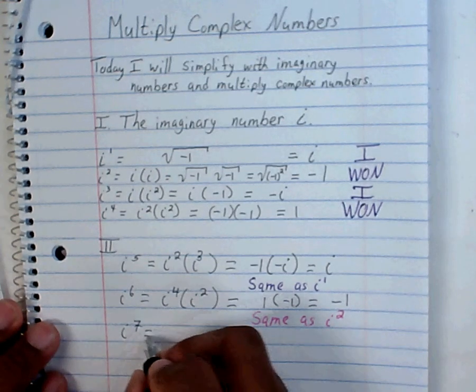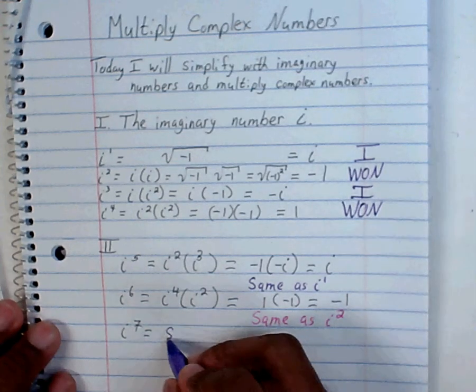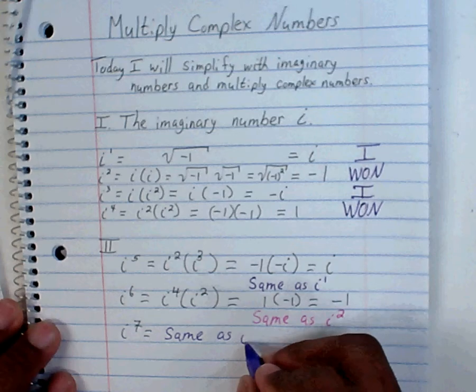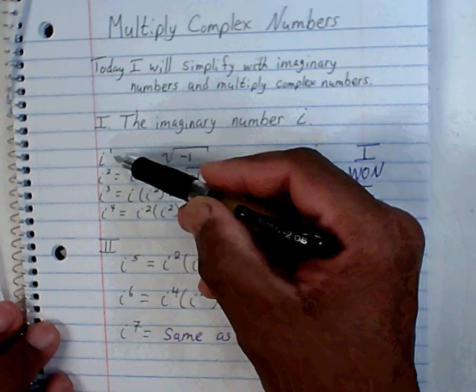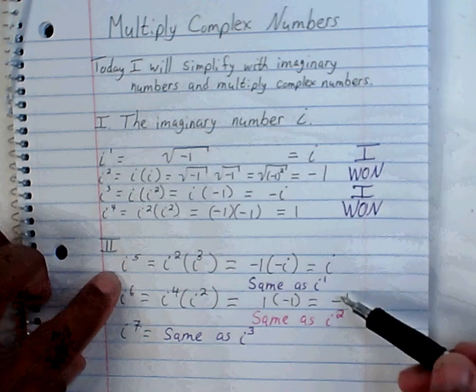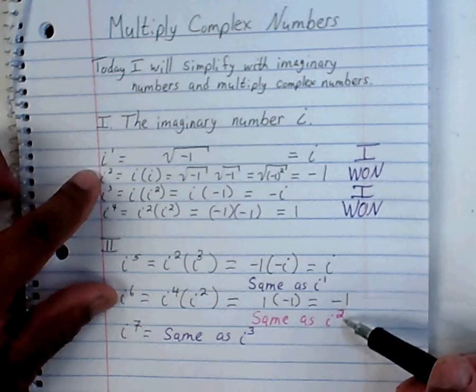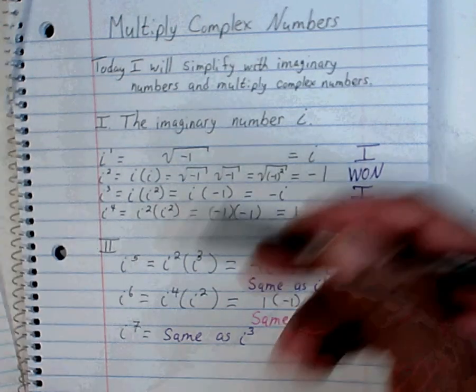You can eventually guess what's going to happen here with i to the seventh. i to the seventh is going to be the same as i to the third, because what's happening is I can just go through this pattern, start with 1, 2, 3, 4, 5. Remember, it's the same as i to the first. 6, i to the sixth is the same as i squared. 7, 8. So I'm just repeating this pattern.